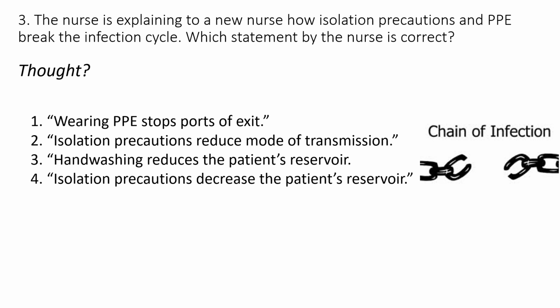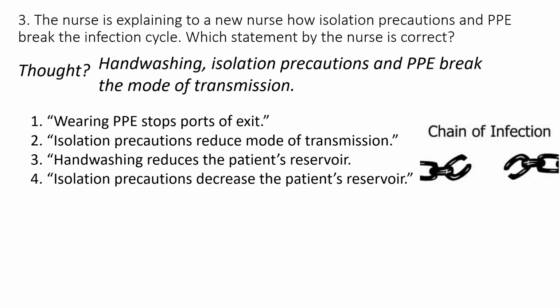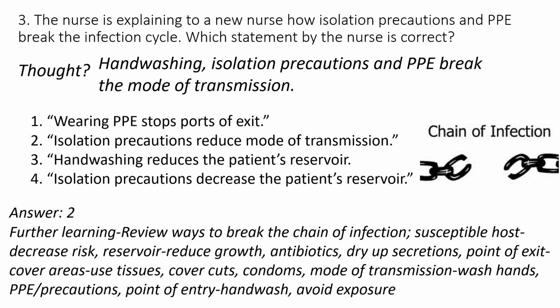And the answer here is number 2. The question refers specifically to precautions and PPE, and that one stops the mode of transmission. And therefore, in the further learning, it's a great idea to review ways to break the chain of infection. Susceptible host is broken by decreasing that patient's infection risk.